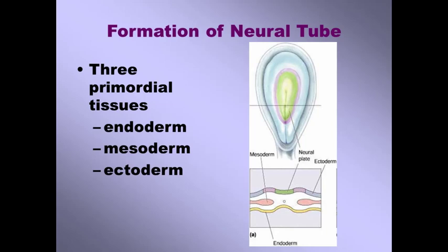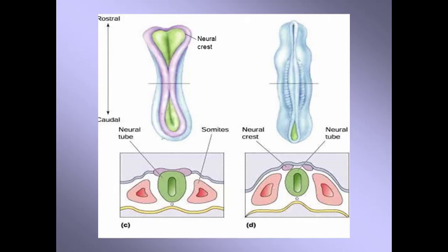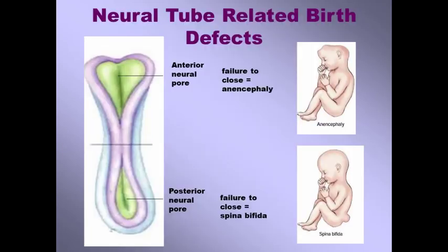To understand the formation of the neural tube, there are three primordial tissues: endoderm, mesoderm, and ectoderm. This is the neural tube coming from the ectoderm. As we said, the neural tube starts to bend to form the neural groove and neural crest. As we see, closure forms the neural tube or neural cavity.